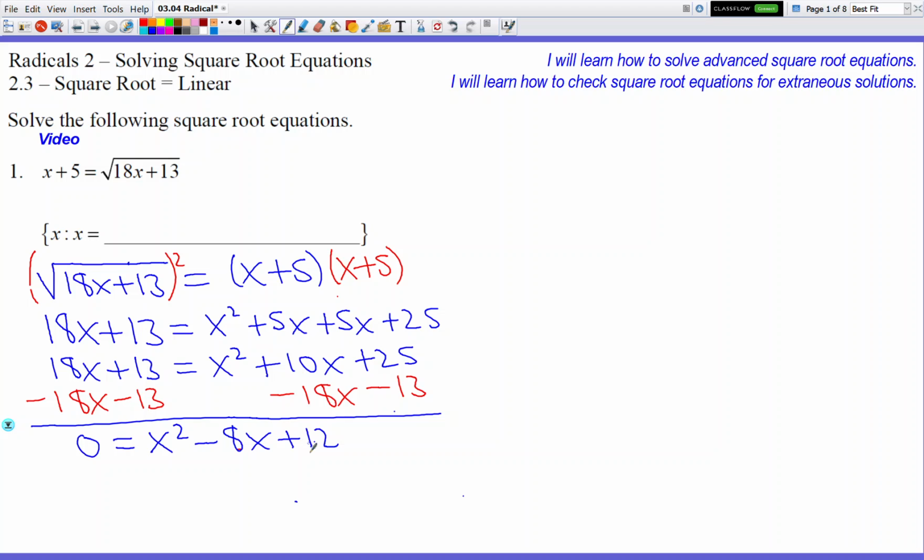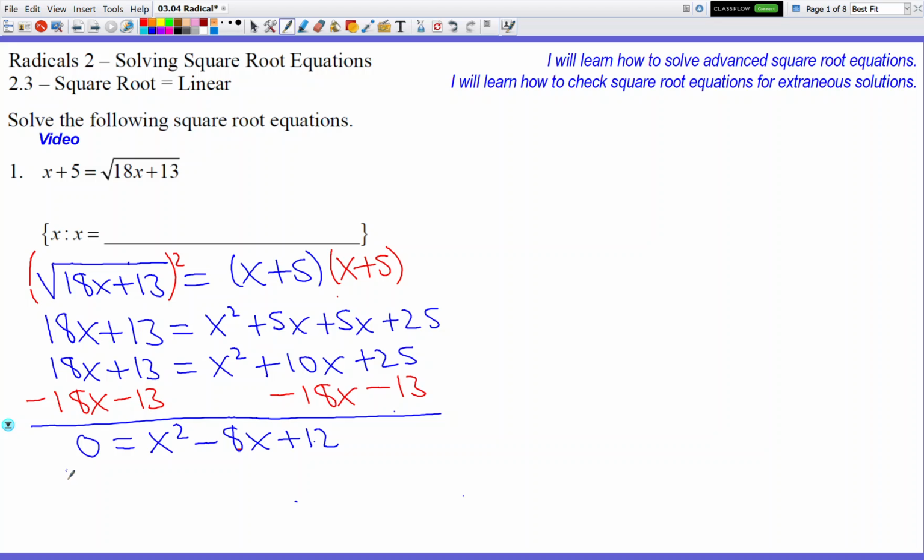Luckily, we can factor this, right? There's two numbers that can make 12 when I multiply, and negative 8 when I add. And that's why we went over factoring so much last quarter, because it's going to be a very useful skill to have. So what two numbers make 12 when I multiply and negative 8 when I add?